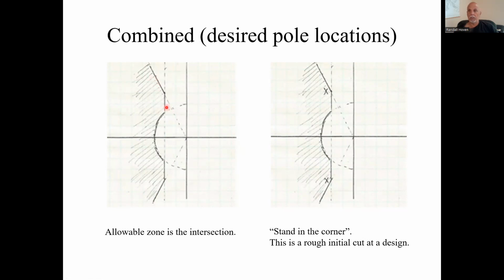If I had all three specs combined, my allowable region is going to look something like this shaded region over here. That's the allowable region. That's the science of pole placement. You're just translating numbers using formulas. There's no fuzz on it.